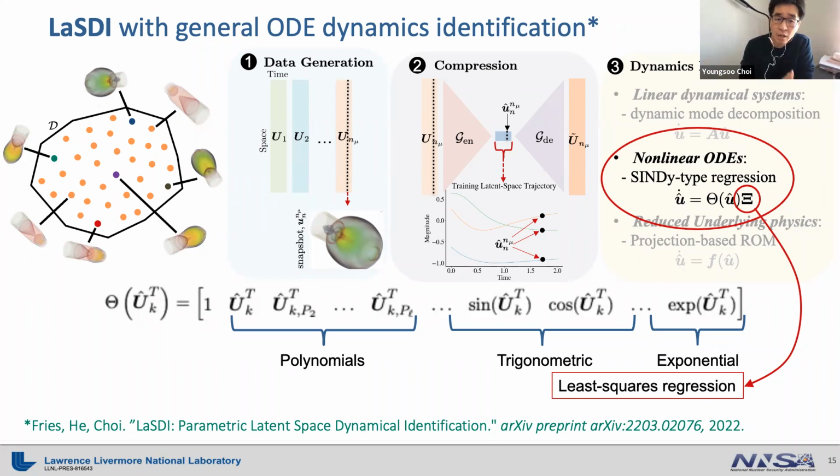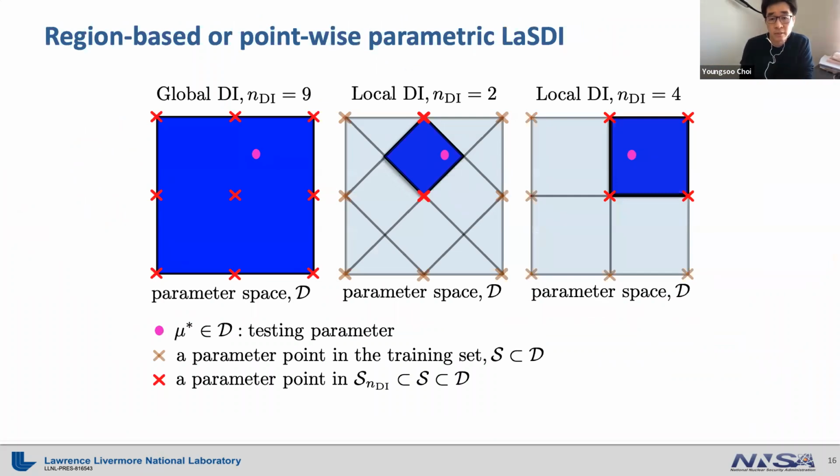By the way, it is hard to imagine that one global ODE can accurately capture all the dynamics over whatever parameter space you have, all right? Sometimes that is possible. If that is the case, then we call it a global dynamics identification model, and we call it the global DI. However, as I said before, since that would not be the case in general, we form a local DI that can accurately cover a specific local region of the parameter space. Here we demonstrate two different types of local DIs, one with 2 points and another with 4 points.